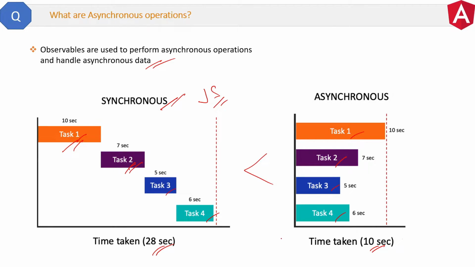Now the question is, how do we achieve asynchronous operations in JavaScript? In JavaScript, we use promises, but TypeScript is the superset and advanced version of JavaScript. So here we can use promises and also an advanced technique which is called observables. In upcoming questions, we will see the differences between a promise and an observable, and why we should use observables in Angular. If you have any queries about this question, please ask me in the comment section.